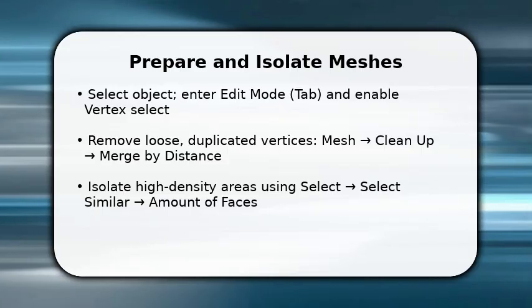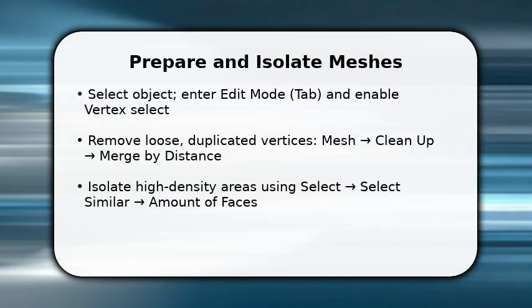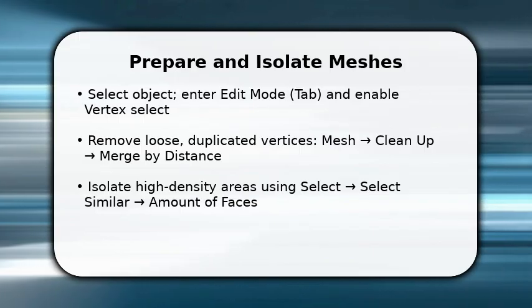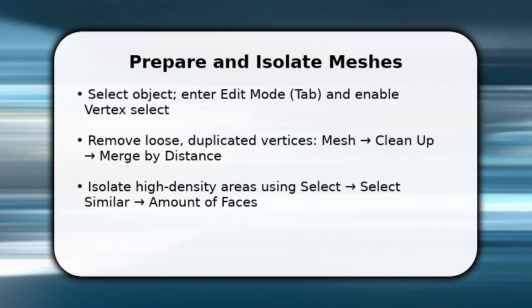You start by isolating the mesh areas that actually need decimation. Enter edit mode and clean duplicates with merge by distance, because overlapping verts create unnecessary triangles. Then use selection tools to highlight dense regions, select similar by face area or by geometry, and hide everything else. This keeps operations local and fast.